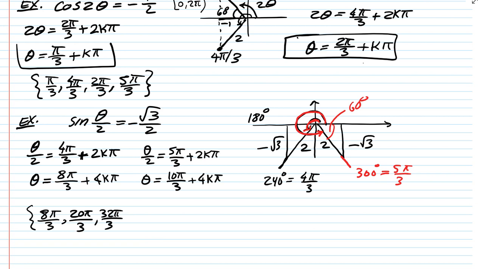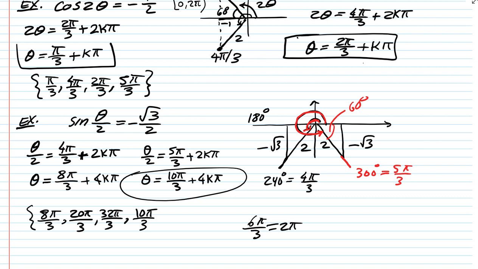Let's just generate 3 from each of those. So let's pick up 3 solutions out of that one. When k is 0, we get 10 pi over 3. Again, if you go 6 pi over 3, that's 2 pi. So with 10 pi over 3, we are already exceeding that, but that's okay. Because when you go in here, remember, you divide the angle by 2. So that will change it anyways.